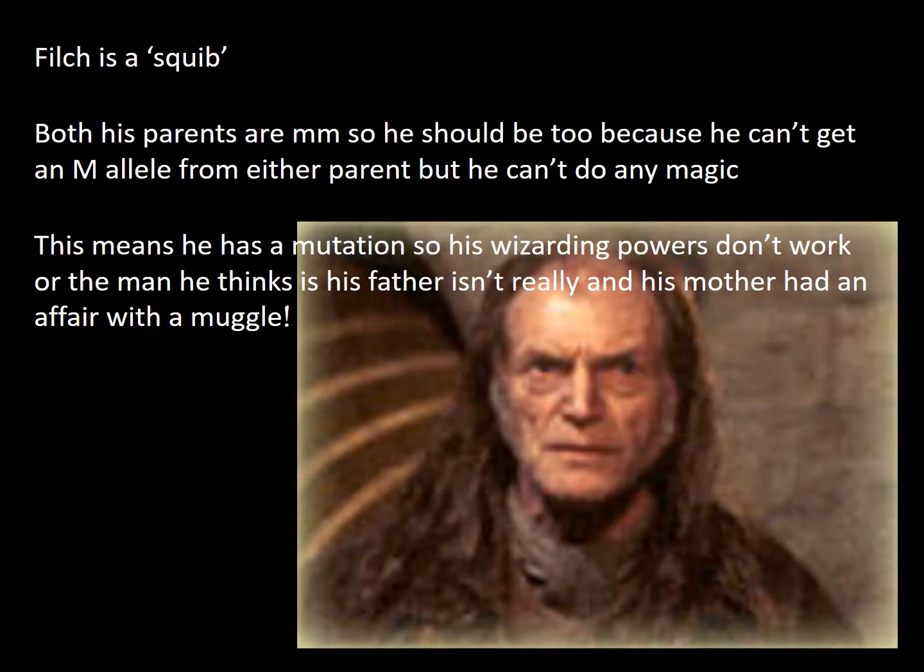Now Filch, he is what is known as a squib. This is a person who is born to a wizard family, but does not have powers. And since both of his parents are little m, they have powers, he should be able to have powers too, but he doesn't. And the reason why he should have powers is because both parents cannot give him that big M allele. So this means that a mutation had to have occurred to where his parents' powers don't work, or the man he thinks is his father really isn't his father and his mother had an affair with a muggle.